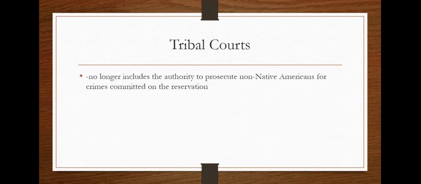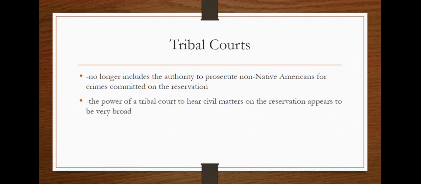Now, tribal courts no longer include the authority to prosecute non-Native Americans for crimes committed on the reservation. I talked briefly about that just a second ago. At one point in time, tribal courts handled everything. Now, if the defendant or the plaintiff or the prosecutor is definitely a non-Native American, it goes straight to federal court. Okay, the tribal courts no longer have the authority to prosecute non-Native Americans for crimes committed on the reservation. The power of tribal court to hear civil matters on the reservation appears to be very broad. That's principally where you're going to see the issues brought up. If we're dealing with criminal court or criminal issues, chances are it's going to be handled by a federal court and not a tribal court.